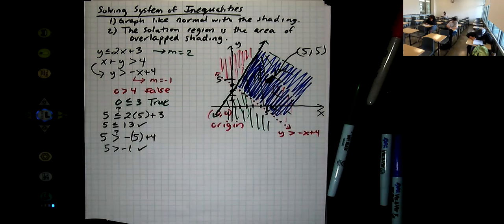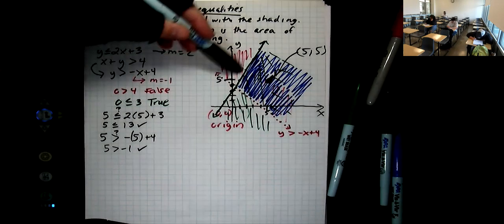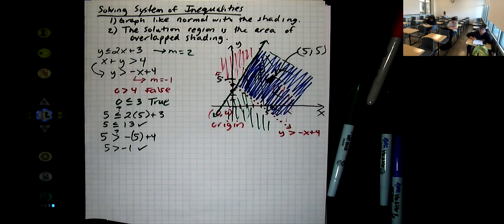Any points in that region work. Any points on the green line in this region work, because the green line is part of the answer. The red line is not, so points that are actually on the red line don't work. So that's how you solve systems of inequalities graphically.